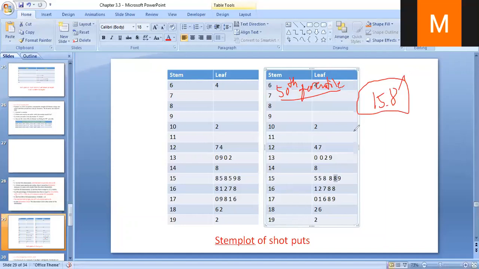Any question about this problem? When to find the percentile?